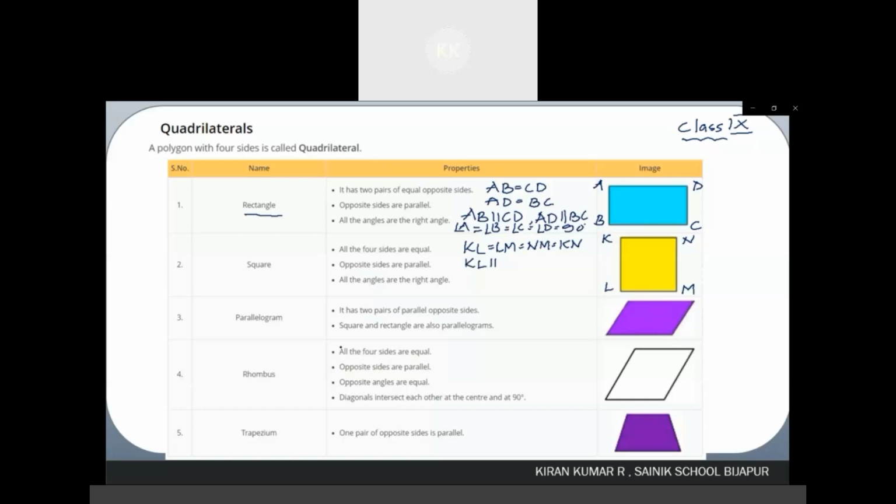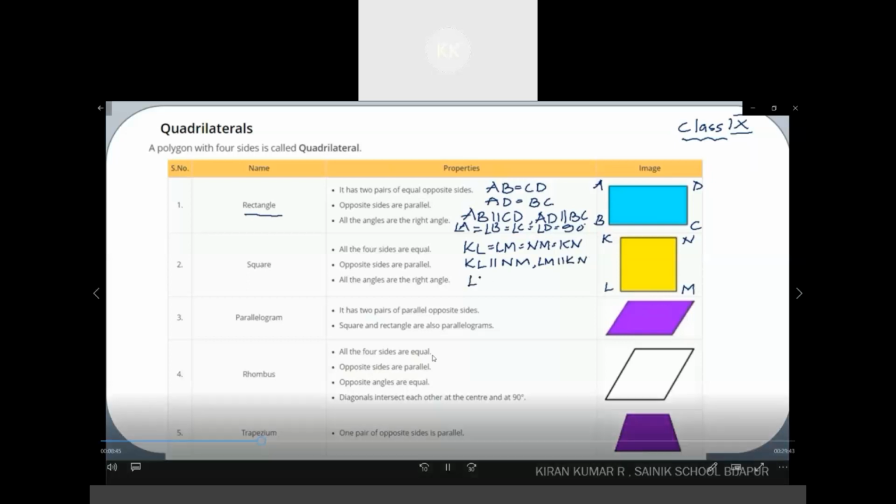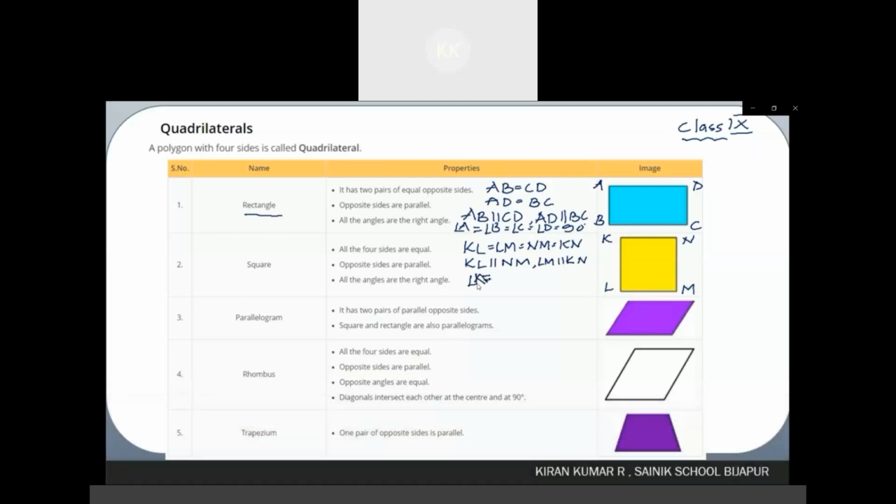KL will be parallel to MN or NM. LM is parallel to KN. Opposite sides are parallel to each other. And the angle measures, angle K will be equal to angle L, will be equal to angle M, will be equal to angle N. Each of these angles is 90 degrees.